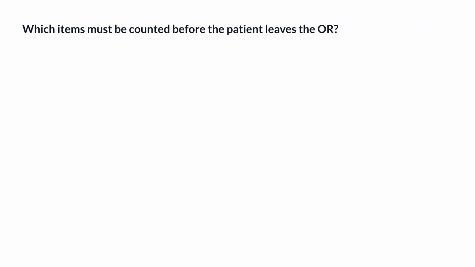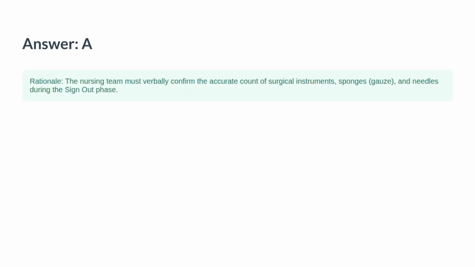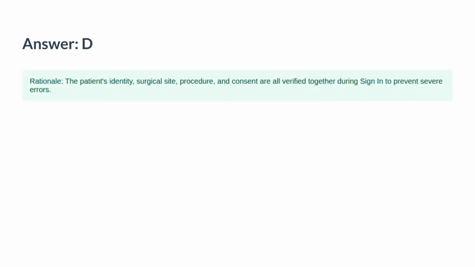Now let's look at another important safety question. Which items must be counted before the patient leaves the OR? The correct answer is A. Gauze, instruments, and needles must be counted before the patient leaves the operating room to prevent retained foreign objects. Next question. What information is confirmed during sign-in to prevent wrong patient errors? The answer is D. All of the above. Patient identity, surgical site, and procedure type are all confirmed during sign-in to ensure patient safety.